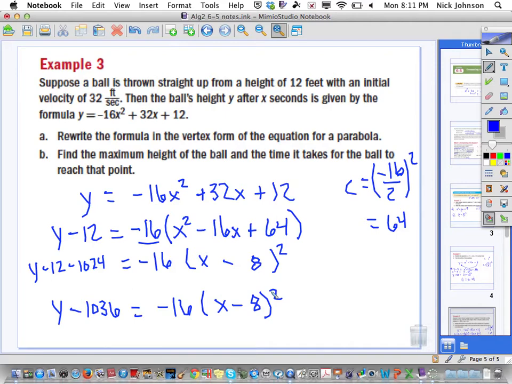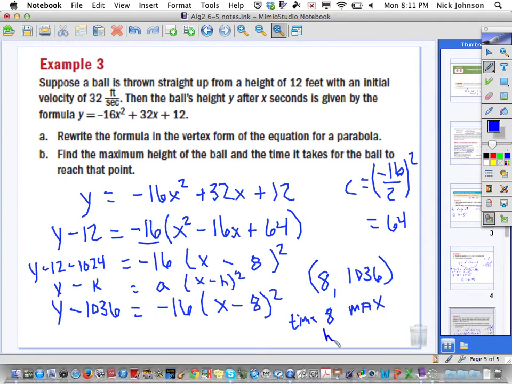So, what is my vertex, or what does it say is the maximum height? Okay, well, y minus k is equal to a times x minus h squared. And so my vertex is h comma k, so it's 8 comma 1036. So what this point is saying, this is my vertex, and what this is saying at time 8 seconds, my max height is 1036.